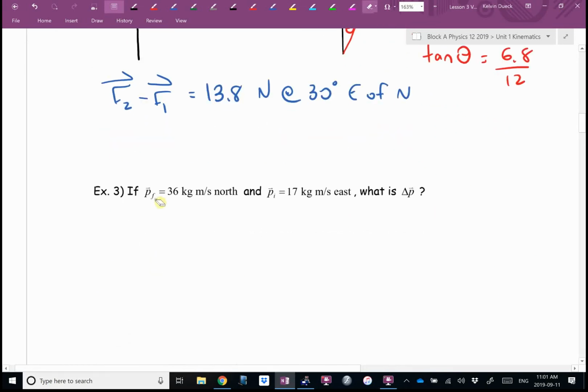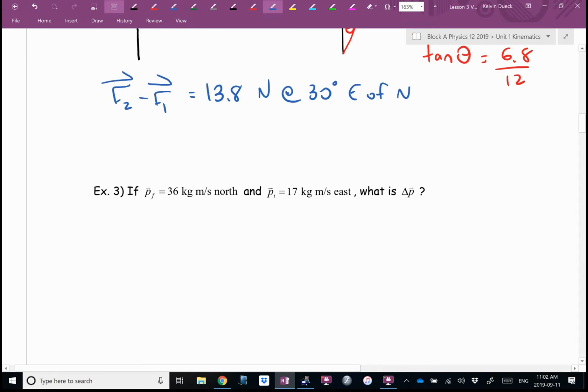Supposing the final momentum is 36 kilogram meters per second north, the initial momentum is 17 kilogram meters per second east, then what is that delta actually an abbreviation for? And boys and girls, what's change in anything? Anytime I'm doing a change in, I will be doing a vector subtraction. I like this question. This is a nice question.